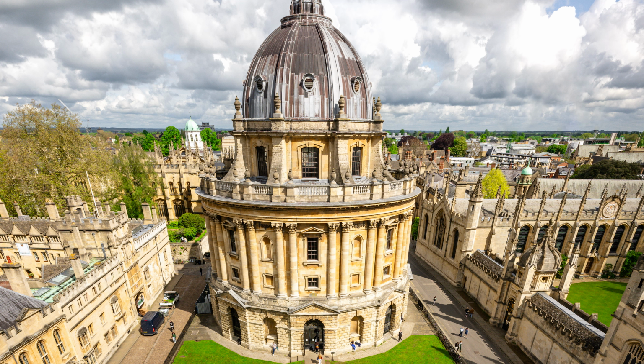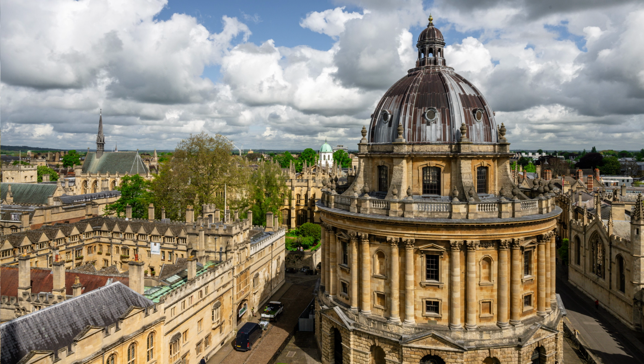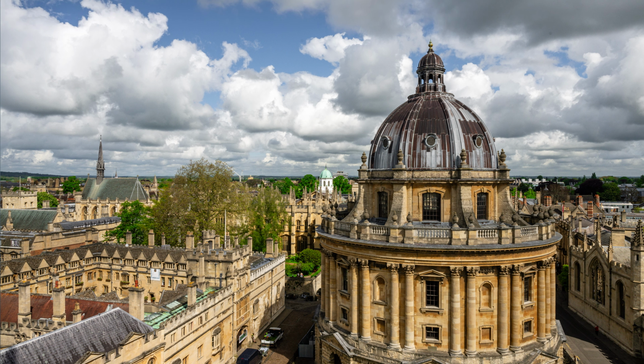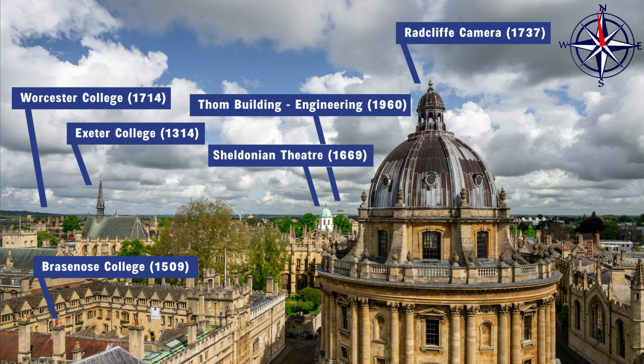So from the top of the University Church of St. Mary, you can really see some of the best overall views of the city. This is looking north. That big building right in front of us is a library named the Radcliffe Camera. The Tom Engineering Building is just visible behind it. It looks far away, but it's about 3/4 of a mile, a 10-minute walk. The Sheldonian Theater is nearby.